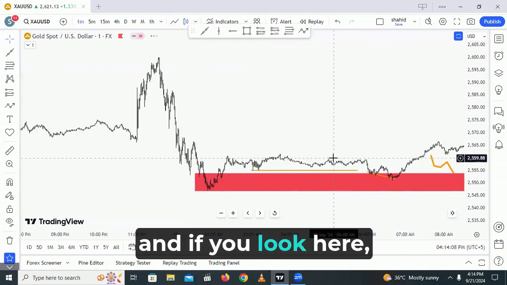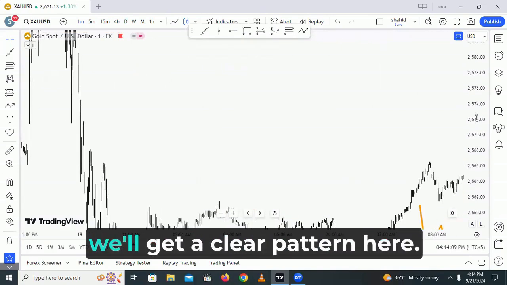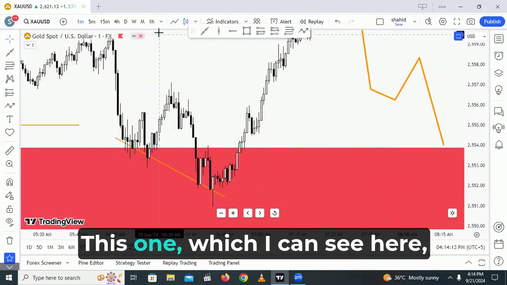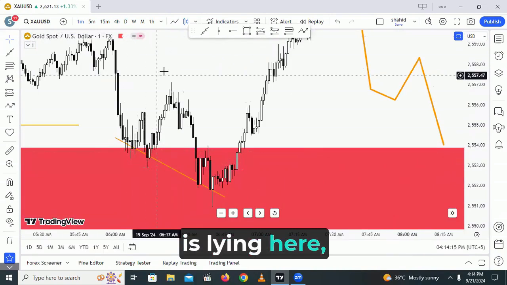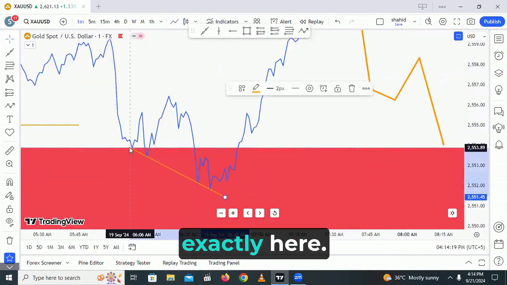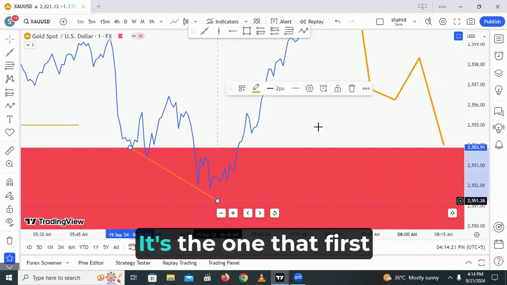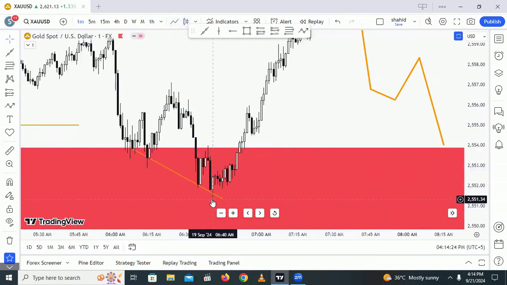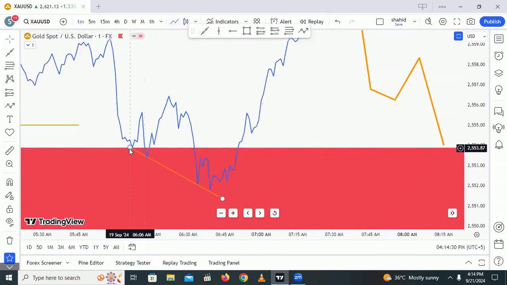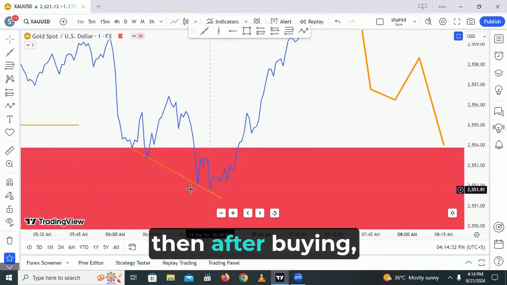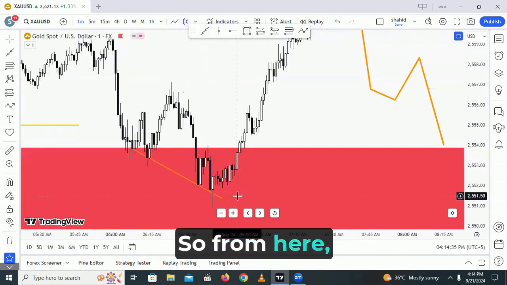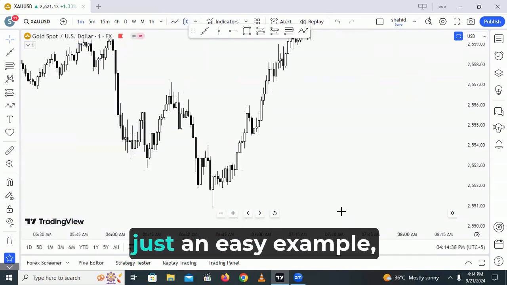and if you look here, according to 1 minute, we'll get a clear pattern here. This one, which I can see here, is lying here, and the market has dipped exactly here. Which pattern is lying here? It's the one that first topped out the seller, then after buying the market came down. So from here the market is going in a zigzag, just an easy example.